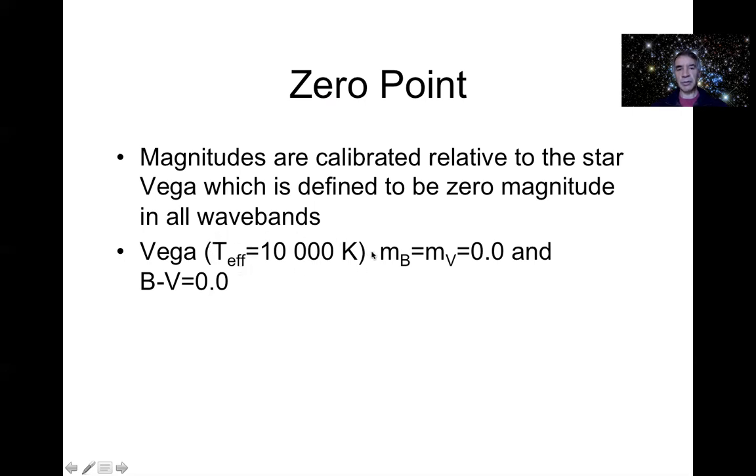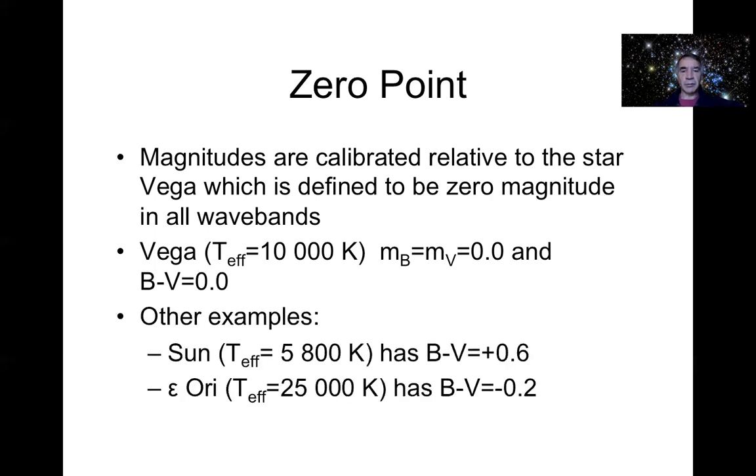And I'm just quoting this at you. The temperature of the star Vega is about 10,000 Kelvin. Okay, so it's hotter than the sun. And just showing you how this scale works, I can give you a couple of other examples. Let's go back to the one we know most about, the sun, which has a temperature just below 6,000 Kelvin. So its B minus V color is plus 0.6. So again, B minus V being positive means that this is a relatively red object compared to Vega.